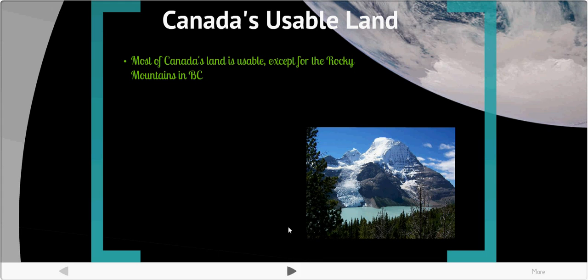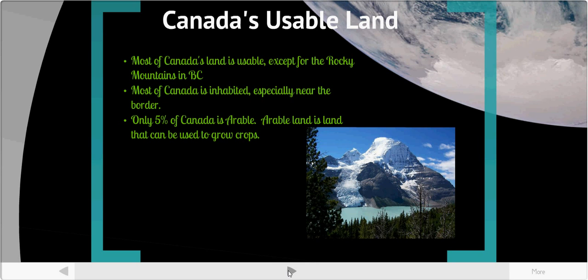And here's a mountain range. I'm not sure if it's in Canada or not. Most of Canada is inhabited, especially near the border. As I said before, most of Canada is inhabited, and it's inhabitable. Only 5% of Canada is arable. Arable land is land that can be used to grow crops. So this means any kind of crop, so wheat, anything. And only 5% of Canada is. I think the exact statistic is 4.57% of Canada.